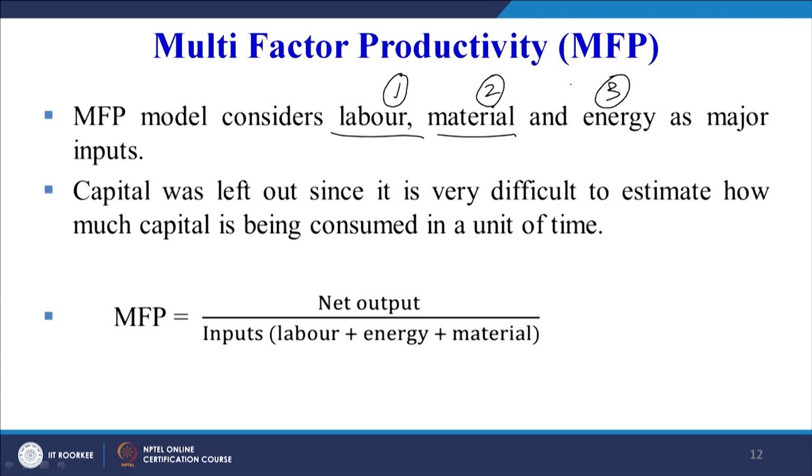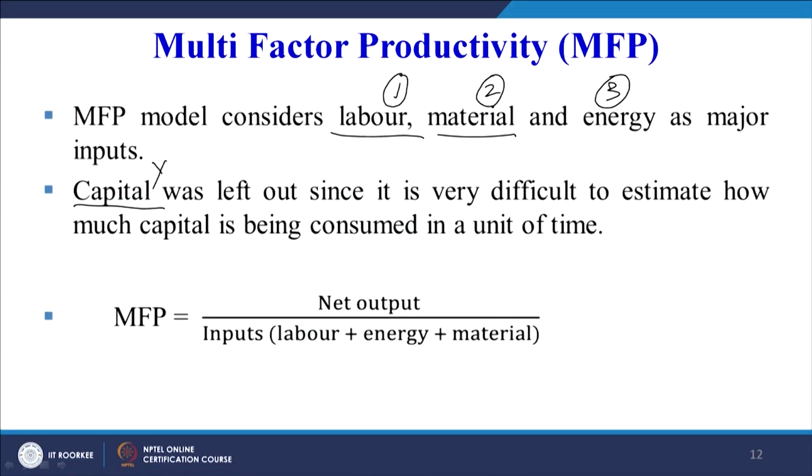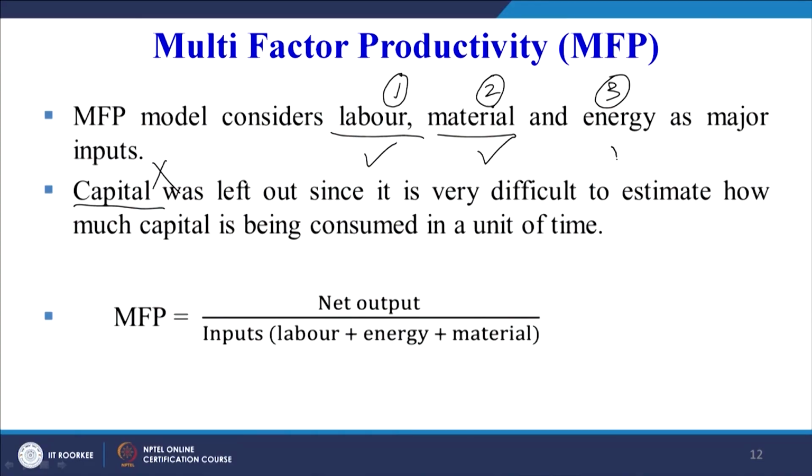So what is it not considering? It is not considering the capital that is used, whereas the previous productivity measure focused on the capital also. So here three inputs are used and capital is left out. The capital as an input is left out in multi-factor productivity. Why is it left out? Since it is very difficult to estimate how much capital is being consumed in a unit of time. So it does not consider the capital, only labor, material and energy as the input parameters.